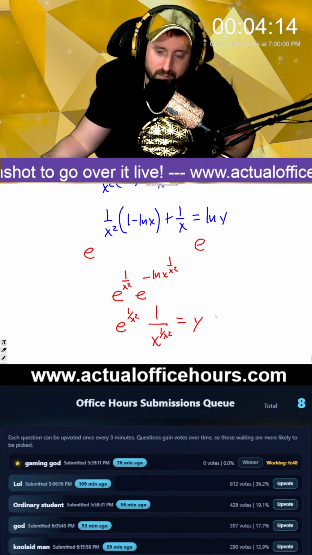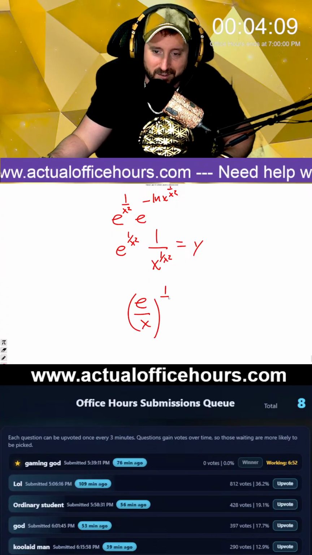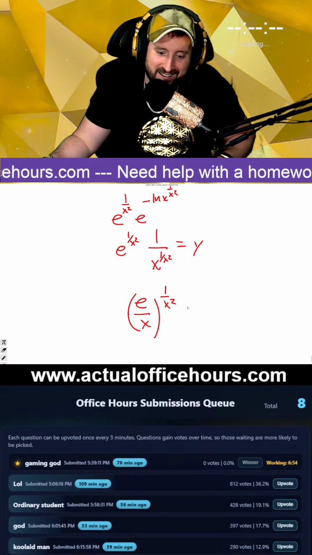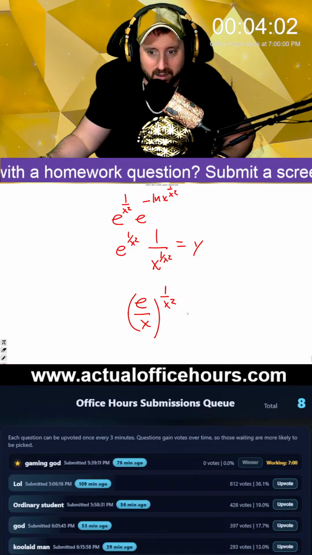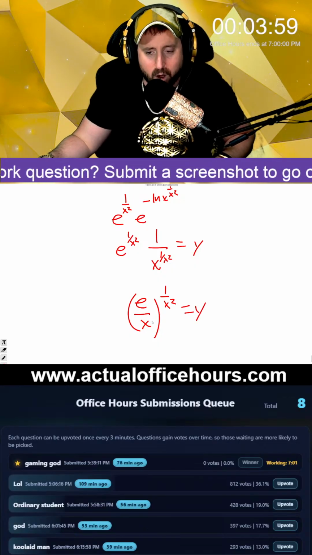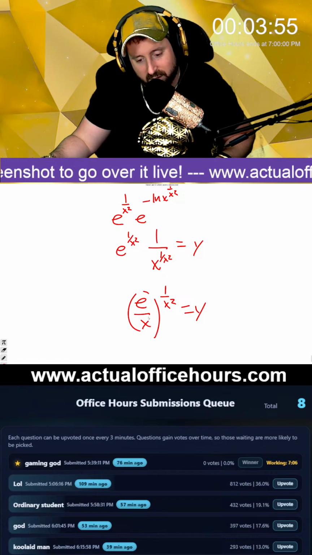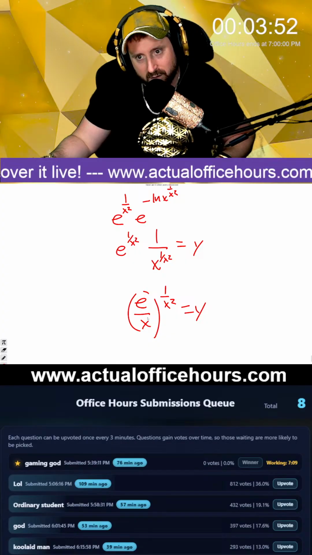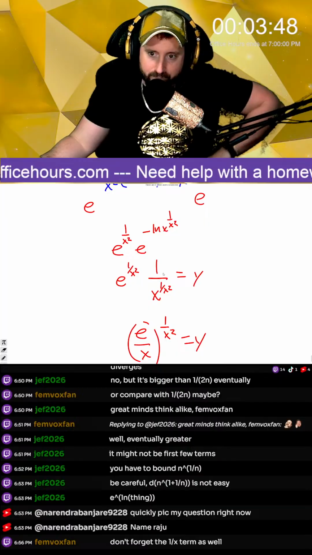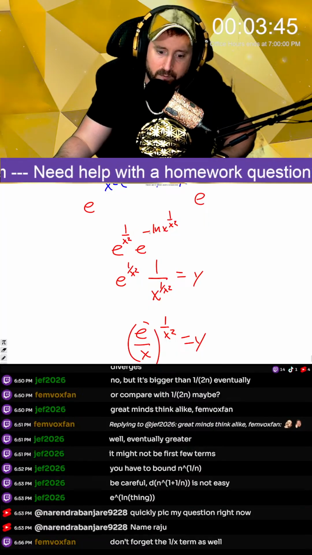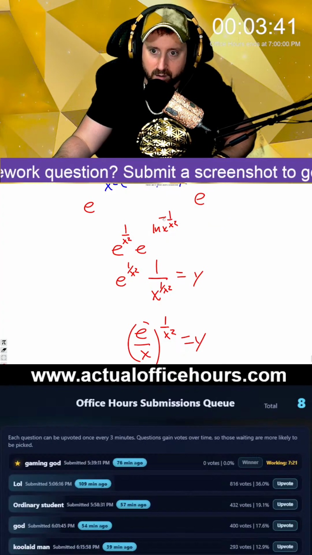Oh. Okay. So I get e over x to the 1 over x squared. Oh, which is okay, right? Because that's equal to y. And as y goes to infinity, this becomes... Did I do this right? Sorry. No, sorry. This negative comes up into the exponent. That comes into here. That's what I do.